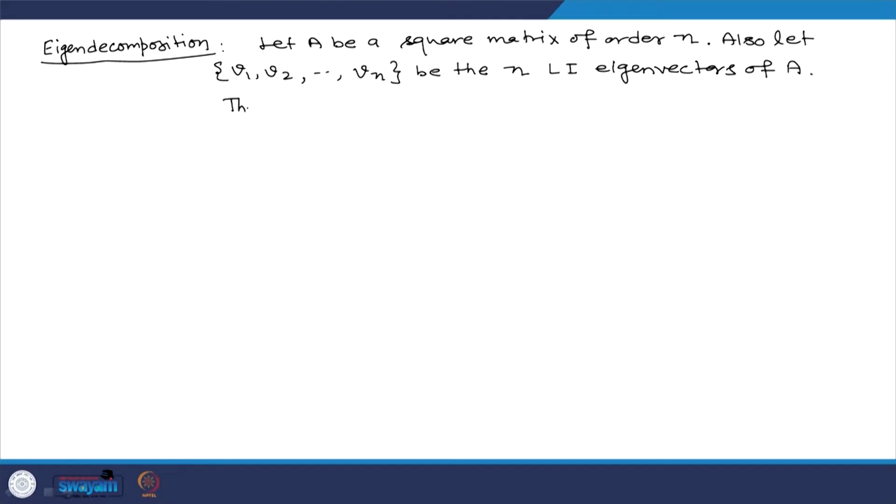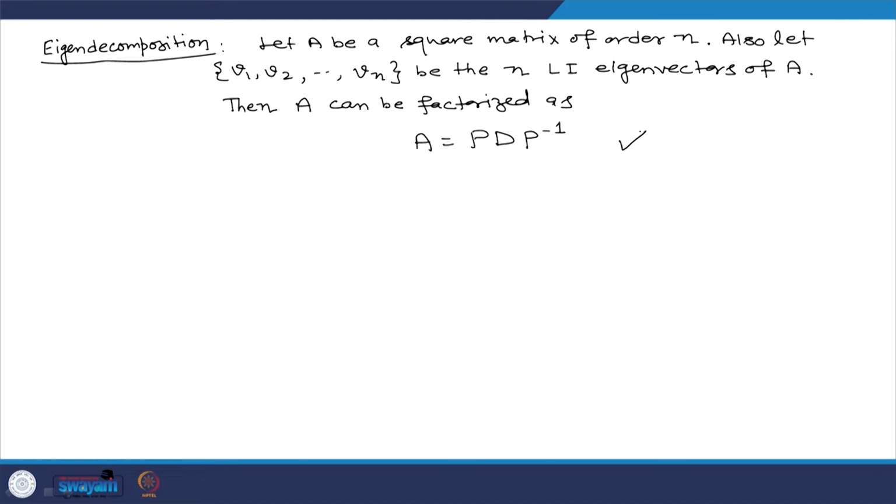Then A can be factorized as A equals an invertible matrix P, a diagonal matrix D and the inverse of P. So, A equals P D P inverse. Such a decomposition of A is called Eigen decomposition.